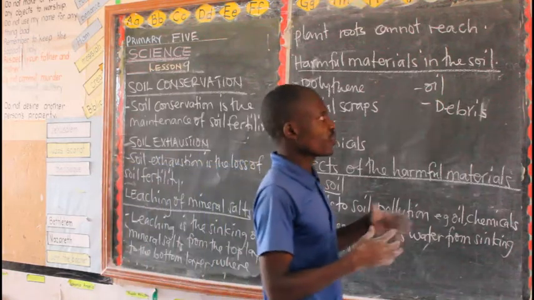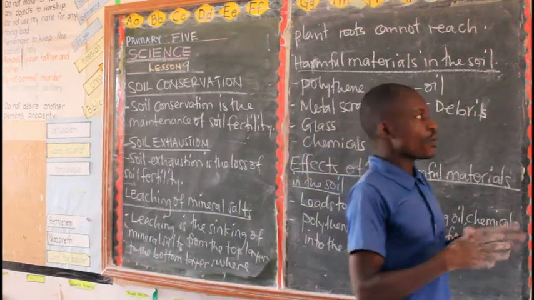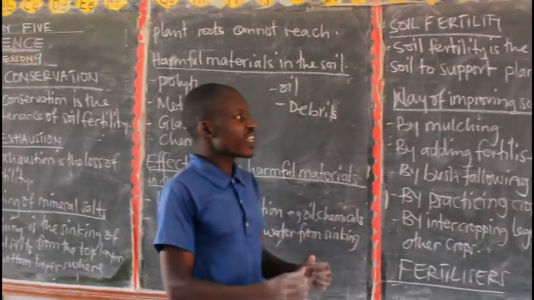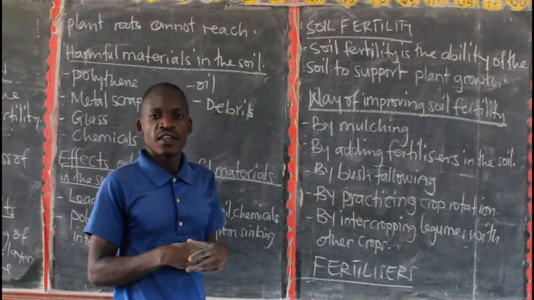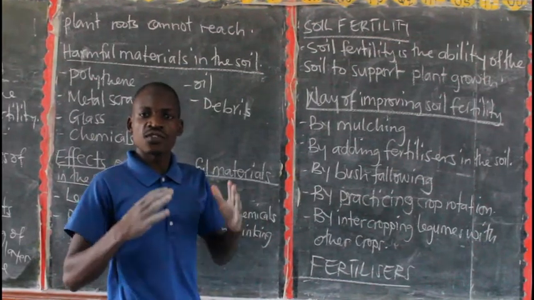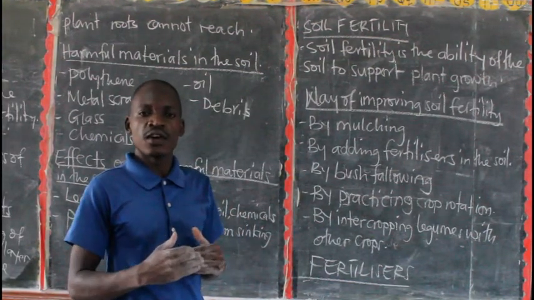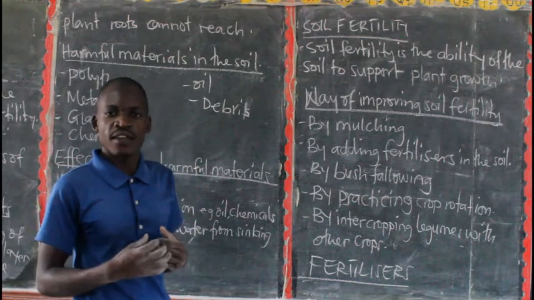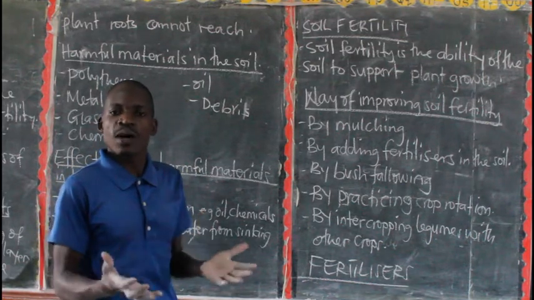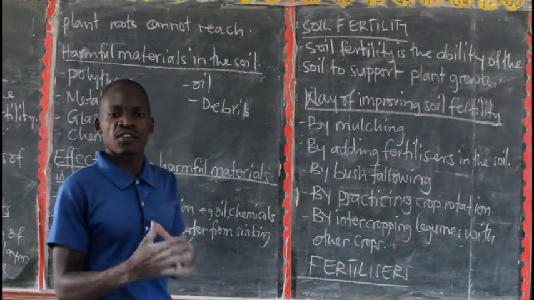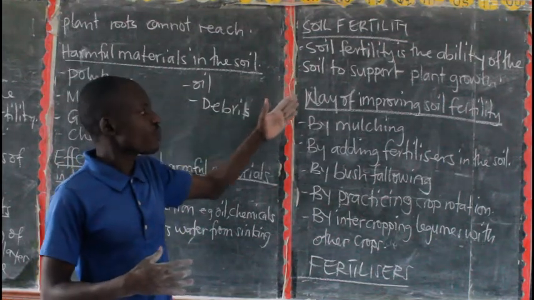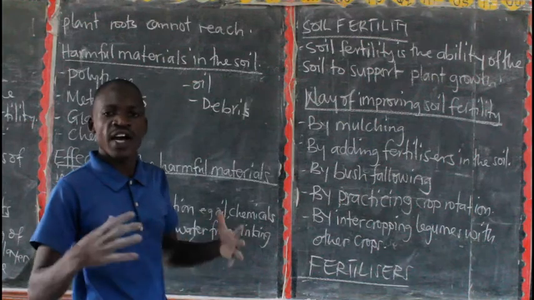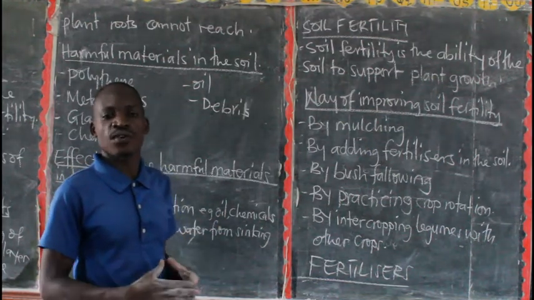Then we have what we call soil fertility. Soil fertility is the ability of the soil to support plant growth. As long as the soil is able to support plant growth, we say that soil is fertile. But if the soil cannot support plant growth, it means the soil is infertile. So how can we improve soil fertility? Or how can we maintain the fertility of the soil?